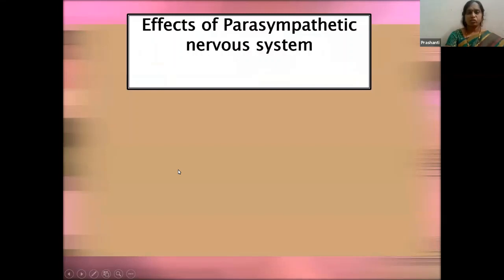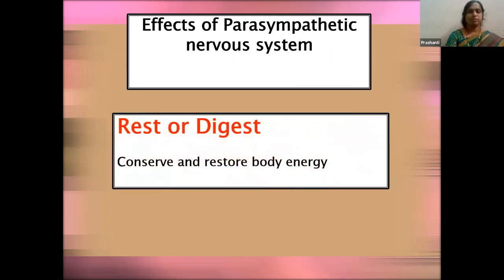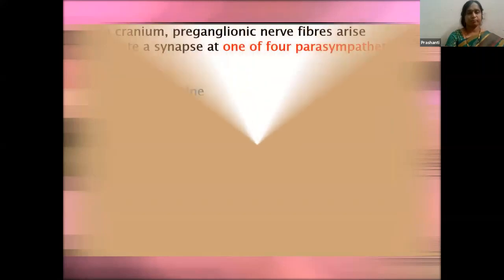Then what are the effects of parasympathetic? We have learned the effects of sympathetic, children, that is, what happens when we are in tension. Then when our body is very cool and relaxed, what are the effects? The parasympathetic nervous system is always active all the time. It is the most important component of the nervous system involved in regulating body functions at resting rate. It is called rest or digest, and it helps to conserve and restore body energy.